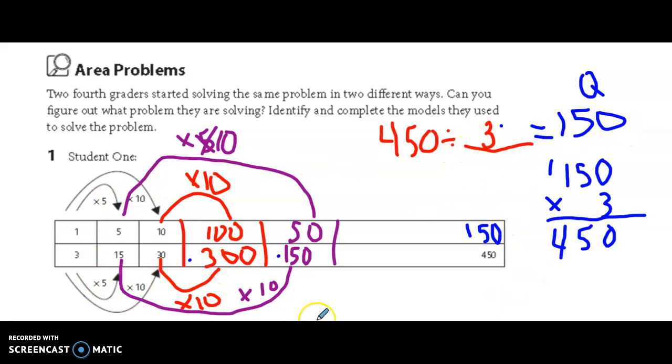That is how you can use a ratio table to solve for division.